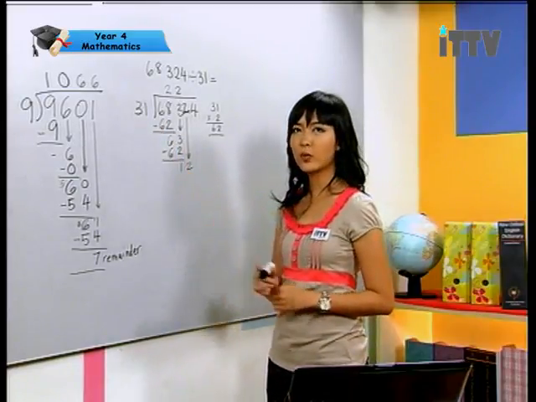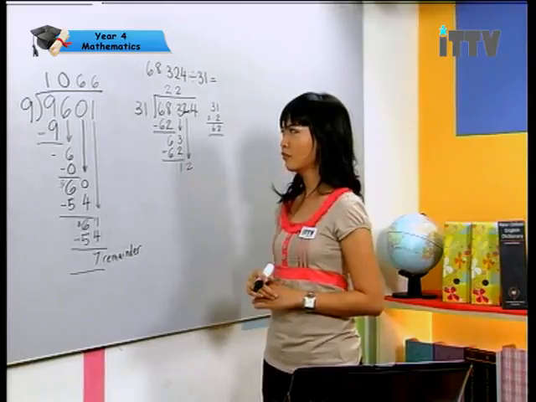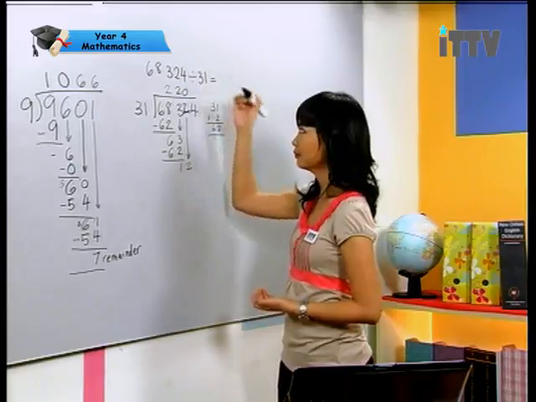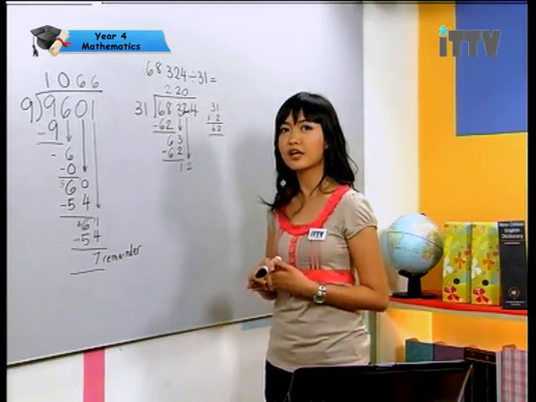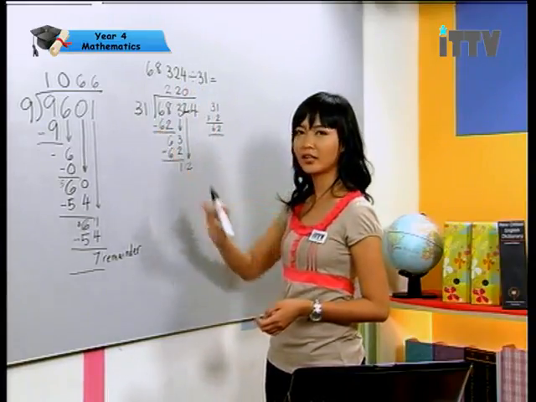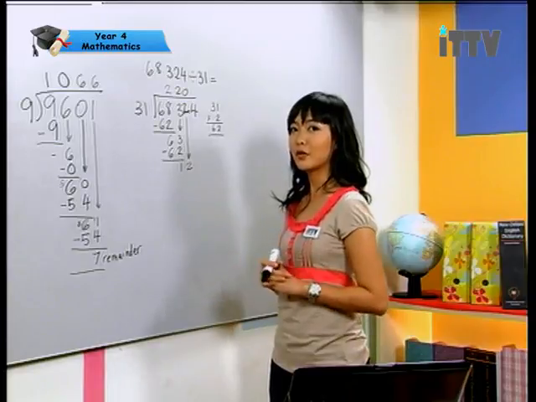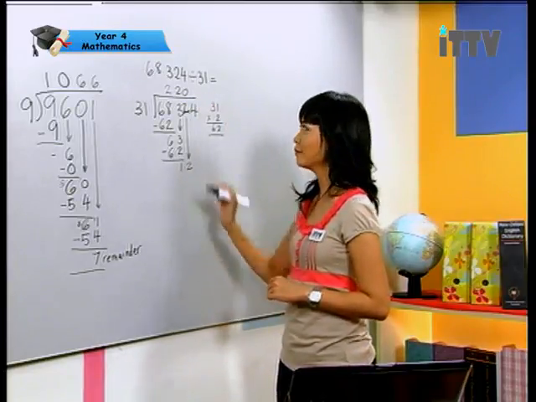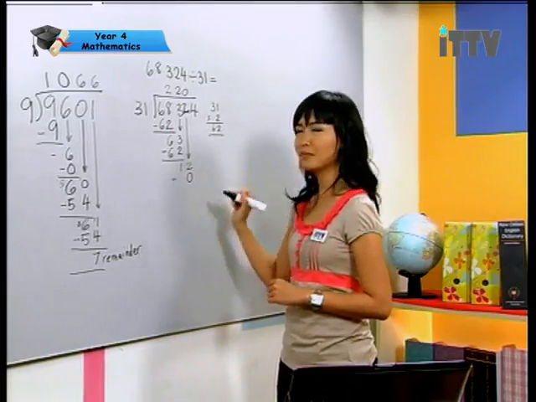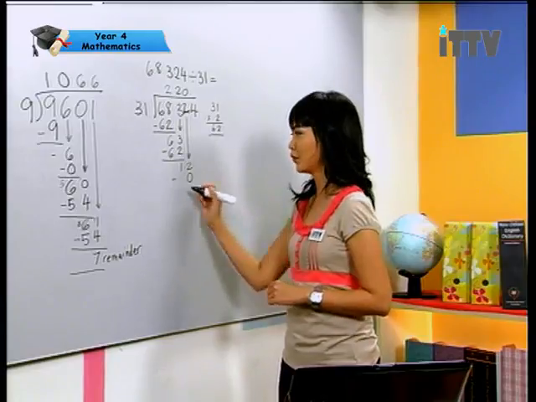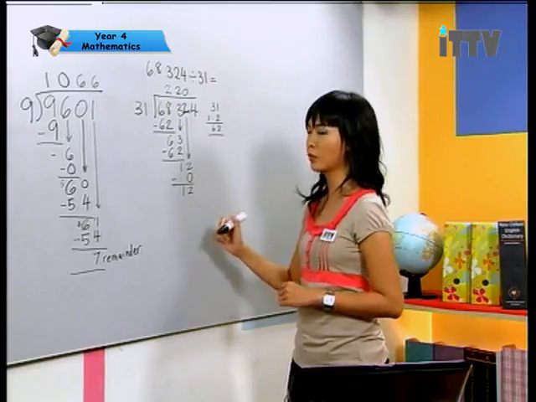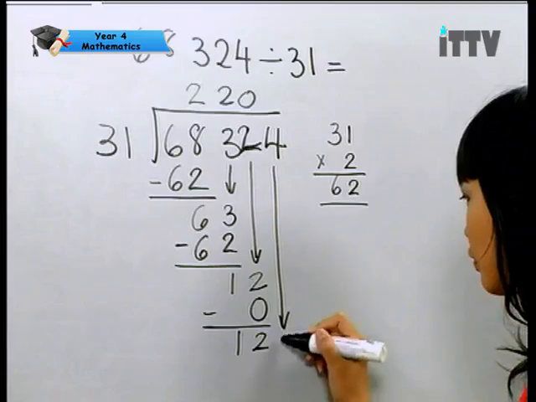12 divided by 31. I can't divide 12 by 31. So what do we do? I put a 0 up here. This is a common error that a lot of students commit. They forget to put the 0 whenever this number cannot be divided by the divisor. So remember to fill in the 0, okay? 0 times 31, 0. Any number multiplied by 0 gives us 0. So I still have 12 here, which is smaller than 31, so that's fine. Bring down the 4.